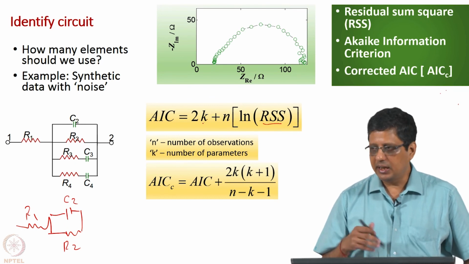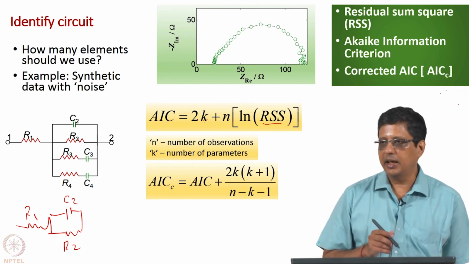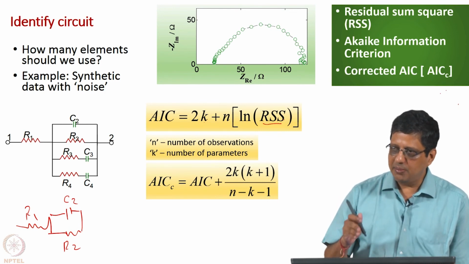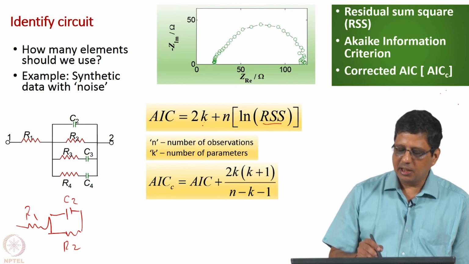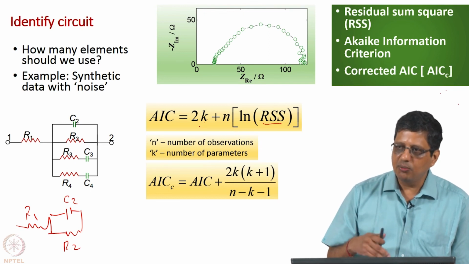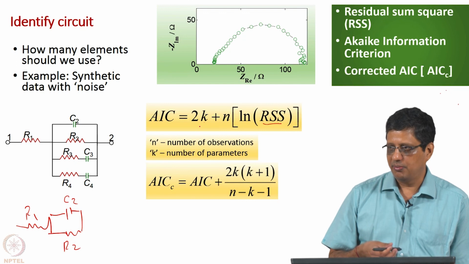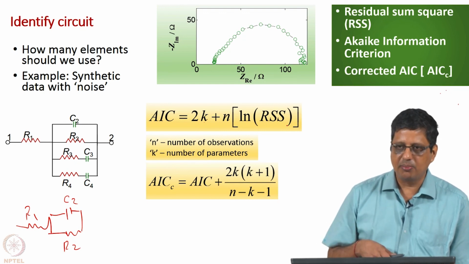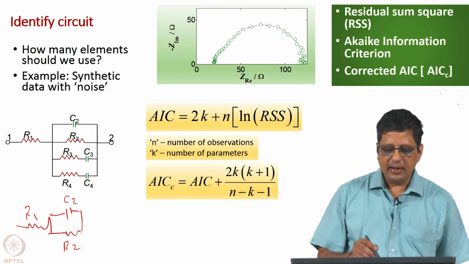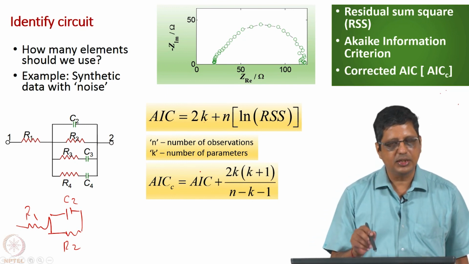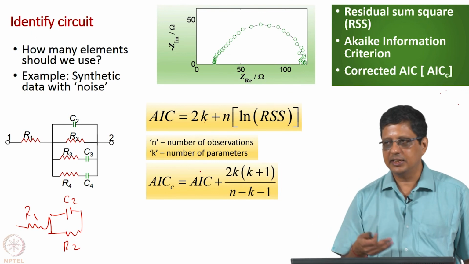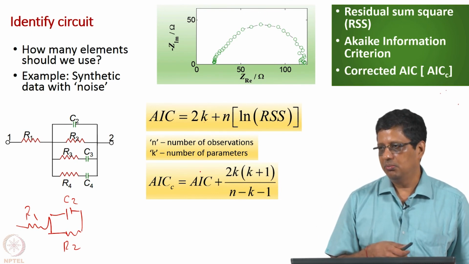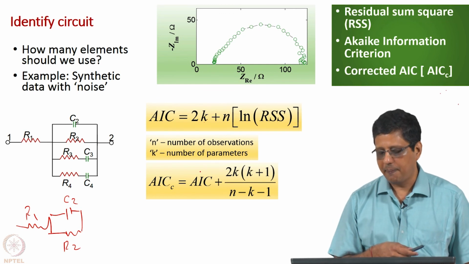This is sort of a penalty. If I keep adding more and more k, n remains constant anyway, the residual sum of squares will keep decreasing, but at some point the penalty for adding more parameters becomes too much. So, I can't just say RSS keeps decreasing, therefore I will keep adding more. And this is a corrected formula which is usually what is applicable for us, because an impedance data set will normally have 40, 50, 60, 70 data points, not thousands of data points.